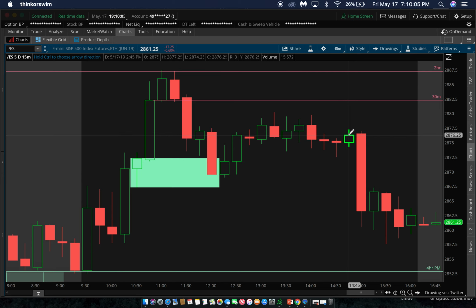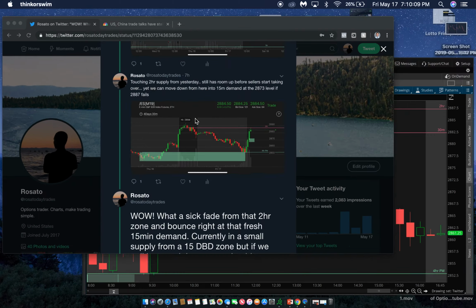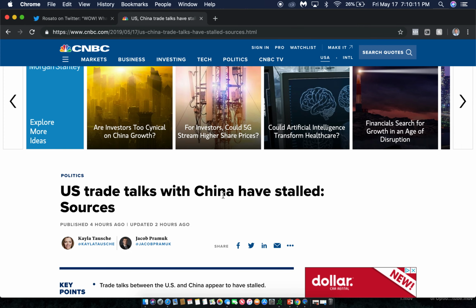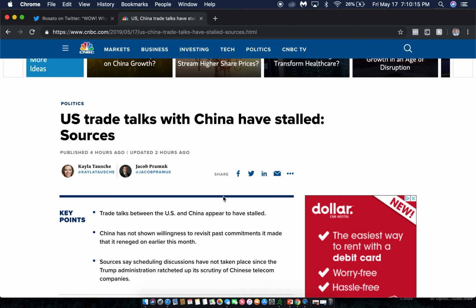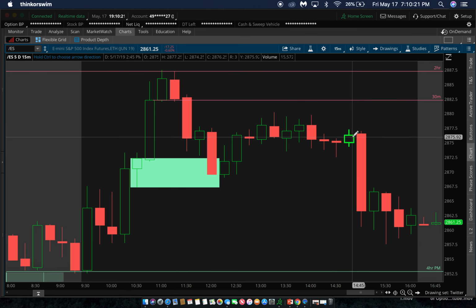And then at like 2:45, 3 o'clock ish, they released news that the U.S. trade talks with China have stalled, which is kind of a pointless news article in my opinion. Why release that type of news if you know it's going to affect the market? And it did affect the market. You can see this big red candle down, and we did close into a demand zone that formed right here.